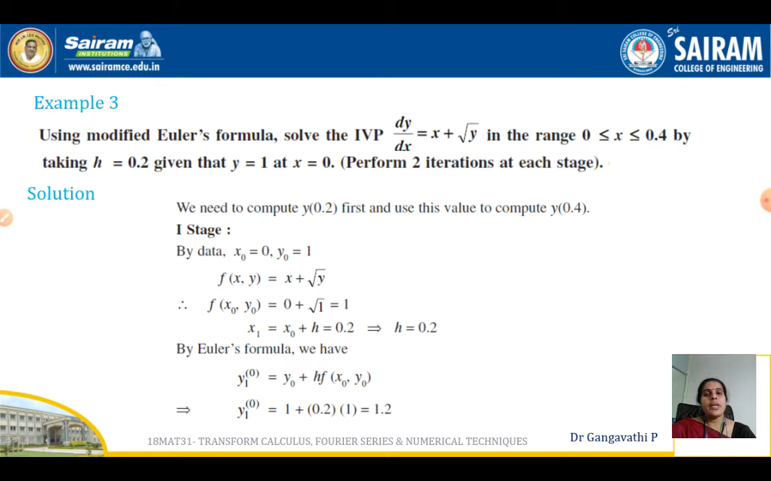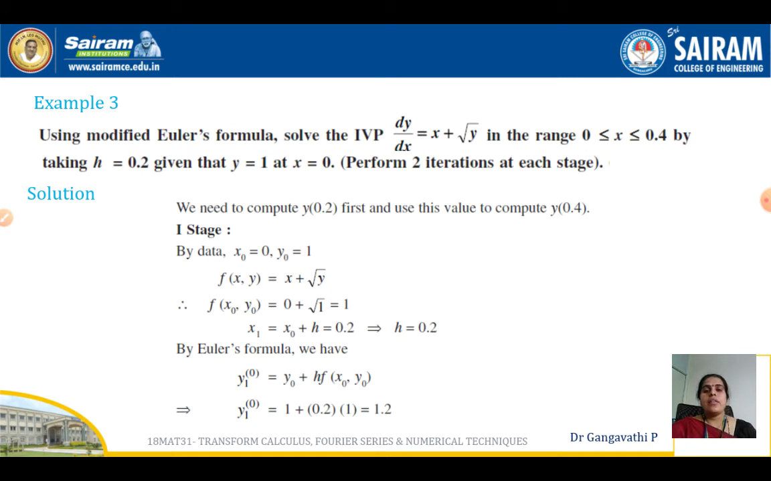The given problem is an initial value problem, dy by dx is equal to x plus root y, and the given range for x is 0 to 0.4. The step length, the difference between the values of x, is h, which has been given as 0.2. So you have to start with a value of x as 0 and go till 0.4 in steps of 0.2. That is the problem given here. And the initial condition given here is y is equal to 1 at x is equal to 0.